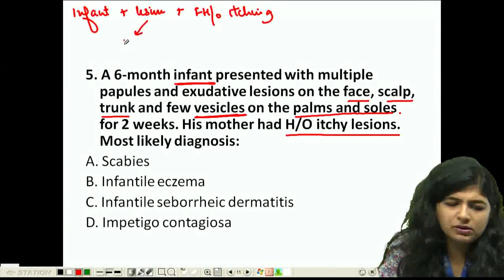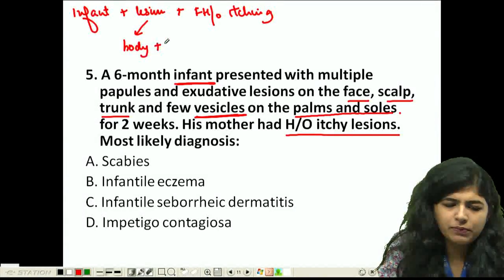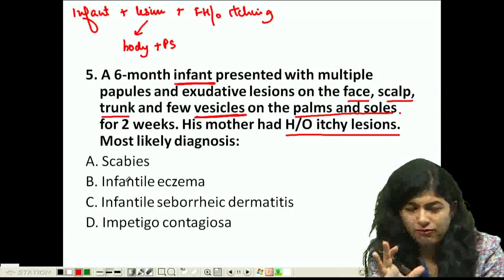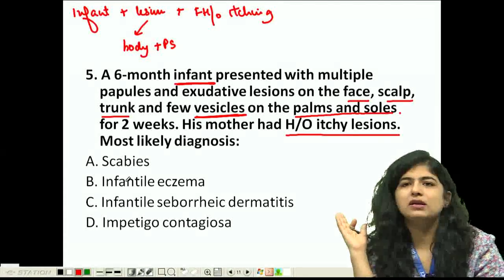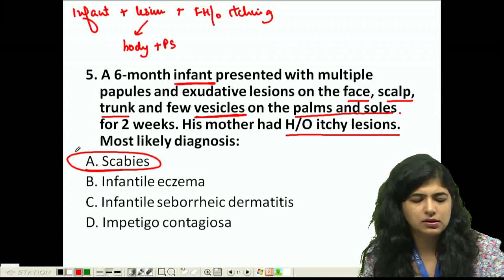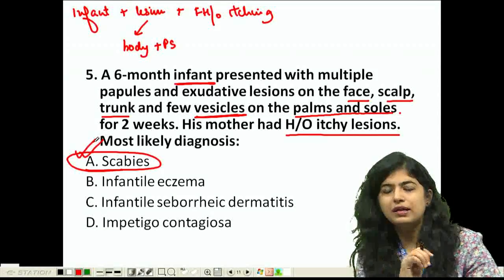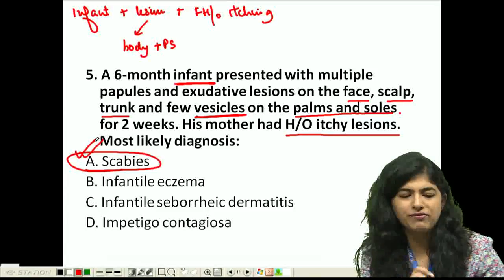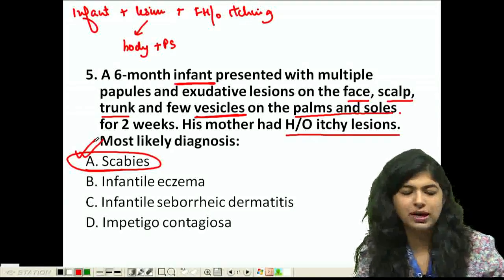And the lesions here are present on body plus palms and soles. Very easy, cannot get it wrong, cannot confuse. The answer is scabies, right? What is the clincher? I'm sure all of you have done it correct. I am so sure of that.